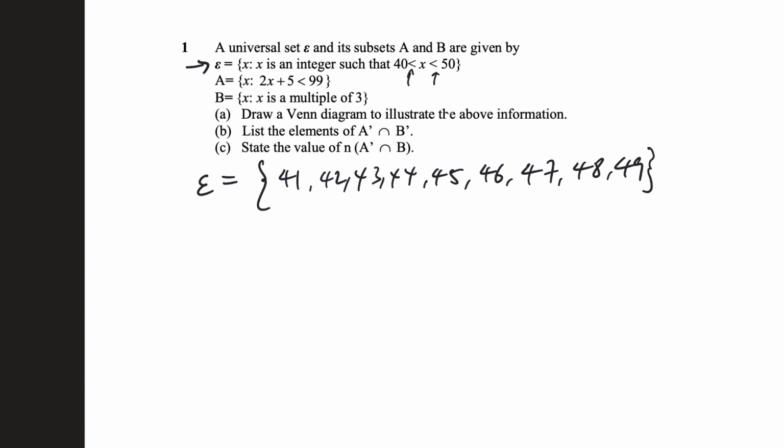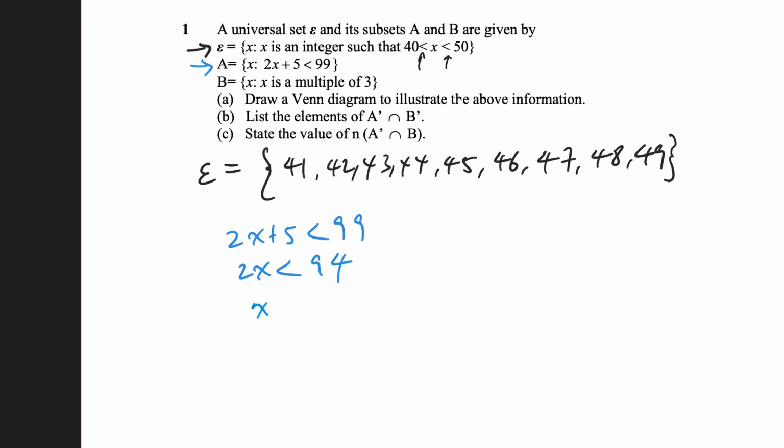And then a subset, that means only from here, we have some subset A of the numbers that fulfill this inequality. Of course, it makes no sense to us until we solve it. So let's solve this first. 2x plus 5 strictly less than 99. So that gives us 2x strictly less than 94, as we subtract 5 on both sides. And so x is strictly less than 47.